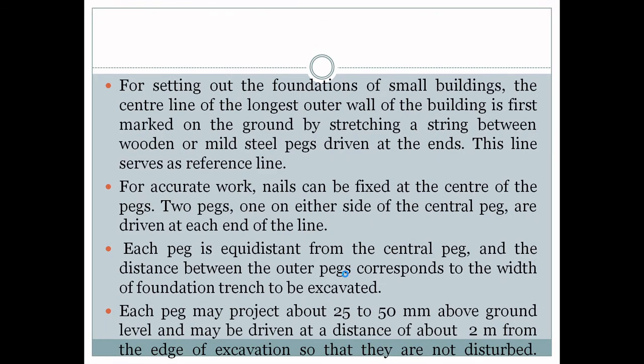The procedure of setting out foundation trenches: first, the center line of the longest outer wall of the building is marked by stretching a string between a wooden and mild steel peg driven at the ends. This line serves as a reference line. Then the center line of the wall which is perpendicular to the long wall is marked by setting up a right angle, and the right angle is set up by forming a triangle with sides 3 and 4 units long.